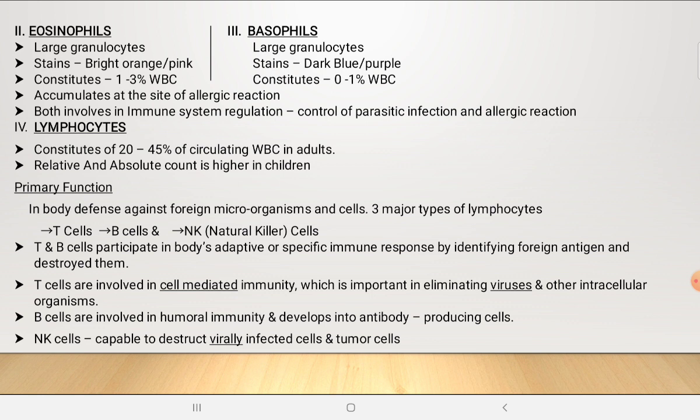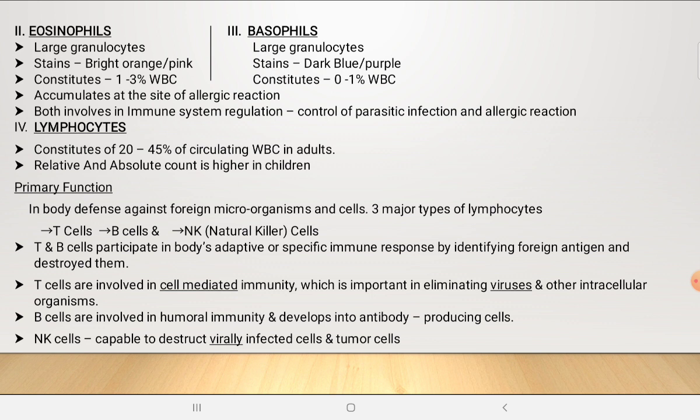Now, about your lymphocytes. They constitute about 20 to 45% of circulating WBCs in adults, and relative and absolute count is higher in children. I believe now you all have understood what is relative and absolute count. Relative count is your percentage, and absolute count is the product of your relative count and your total WBC count, which is the most accurate form of your quantitative assessment of each cell.